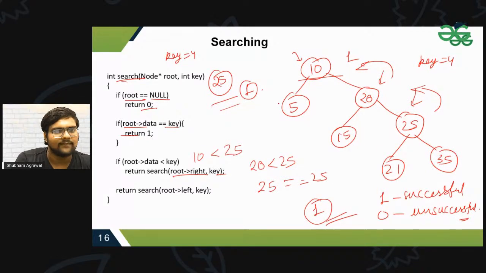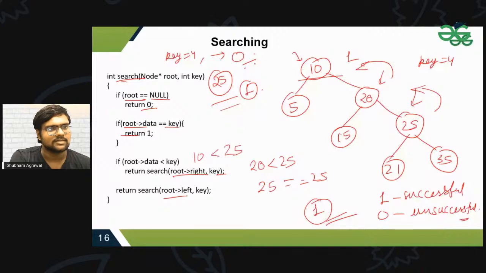So we will go to the left, and then we will compare 5 with 4, so it is also not correct. So again we will go to the left of 5, so it is null, so 0 will be returned. So for key equal to 4, 0 will be returned, so it is an unsuccessful search.